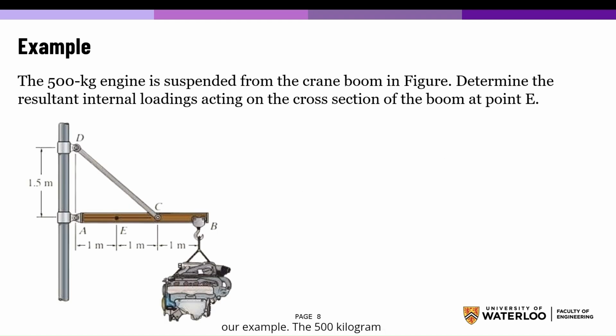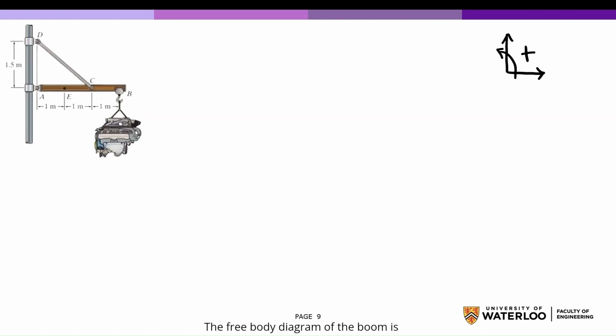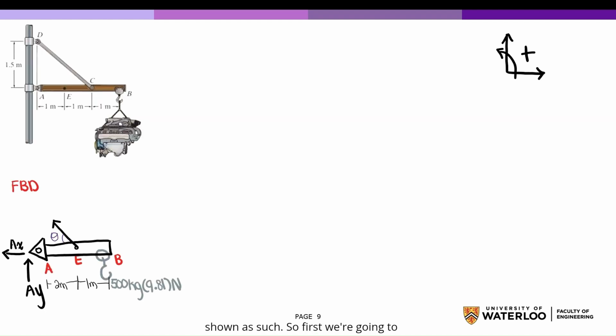So now let's get into our example. The 500 kilogram engine is suspended from the crane boom in the figure. Determine the resultant internal loadings acting on the cross-section of the boom at point E. So first let's start with our support reactions. Here we will consider the segment AE of the boom, so we must first determine the pin reactions at A. Since member CD is a two-force member, it acts like a cable and therefore exerts a force of FCD, having a known direction. The free body diagram of the boom is shown as such.